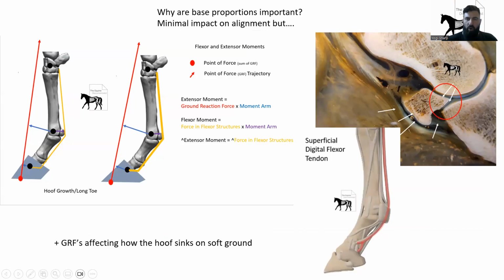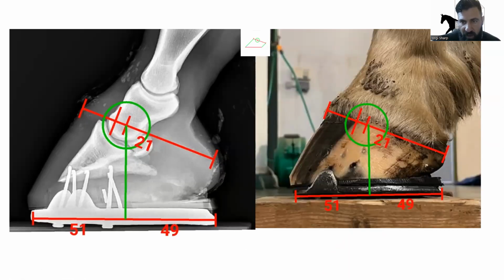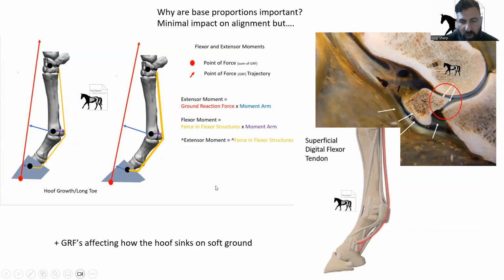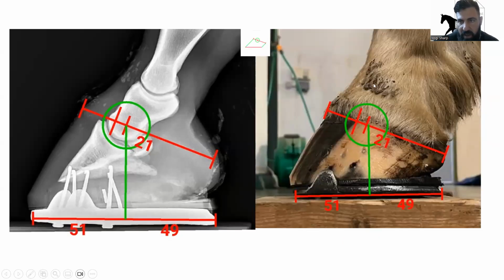Now, why are base proportions important? Okay. If we're talking purely about how long this line is versus how long this line is, that has very little impact on alignment, and very little impact on hoof pastern axis. Heel to toe height ratio impacts that, but not really how long your toe is or how long your heels are. That doesn't change that. So why is it important?